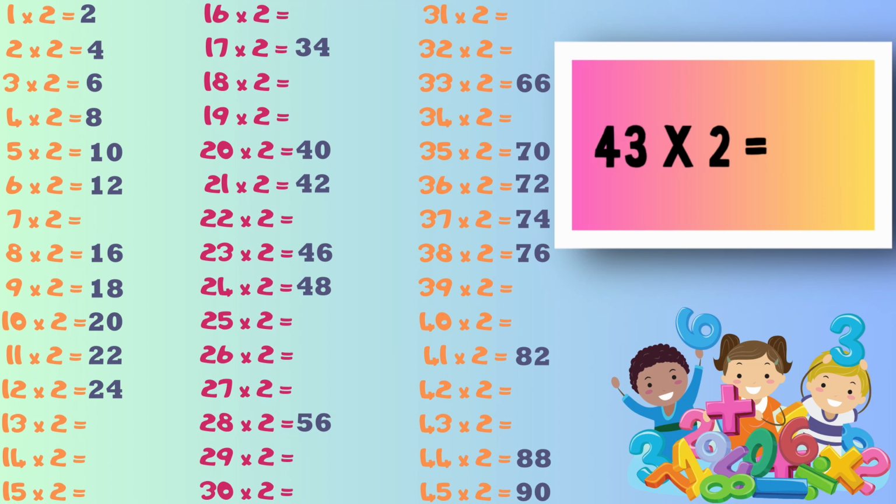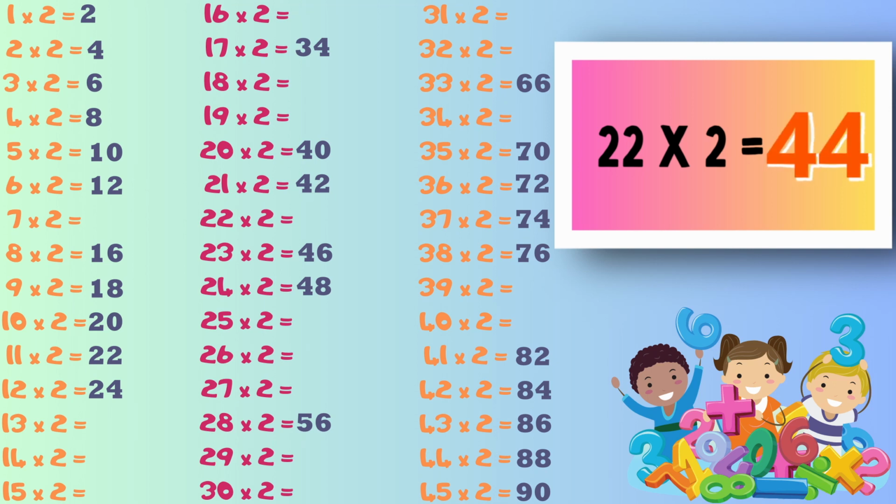Next up, it is 43 times 2. Now, this makes 86. Oh, one below that, 42 times 2. This makes 84. Two little ducks, it's 22. Times that by 2 and we get 44.